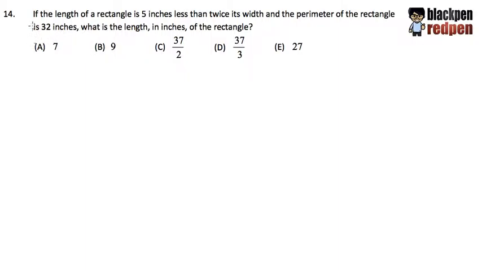For number 14, it says that if the length of a rectangle is 5 inches less than twice its width, and then we also know that the perimeter of the rectangle is 32 inches, then the question is asking, what's the length in inches of the rectangle?